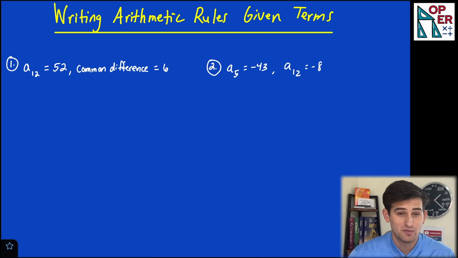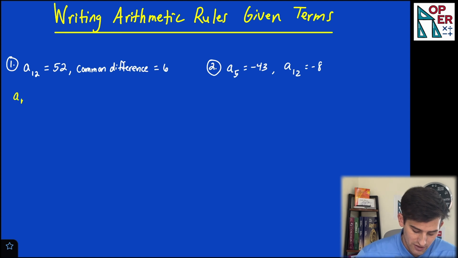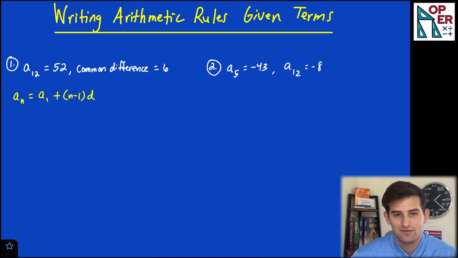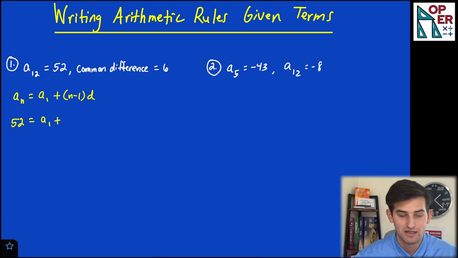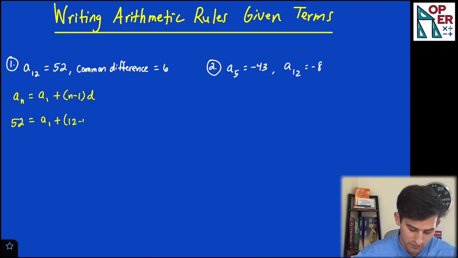We're given the 12th term of the sequence is 52, and the common difference is 6. Remember, our nth term equation is a sub n equals a sub 1 plus n minus 1 times the common difference. Let's plug in the information we have. We're trying to find the a sub n equation, but we are given the 12th term. So we know the 12th term is 52, so we can plug in 52 for a sub 12. We don't know the first term, but n is 12, and our common difference is 6.